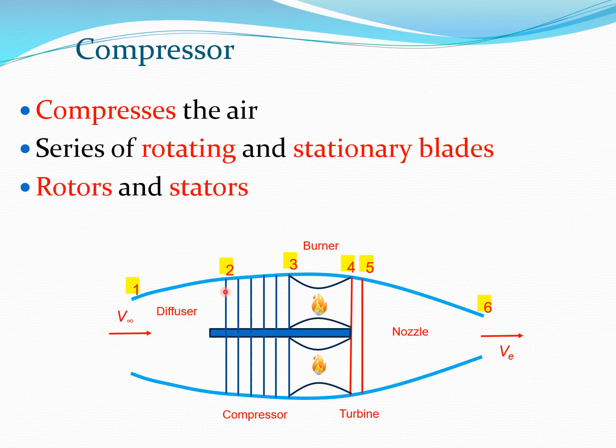Now the compressor is going to compress this air, and it consists of a series of rotating and stationary blades. Now the rotating blades are typically known as the rotors, and the stationary blades as the stators. Now the geometry and manufacturing of this particular system is very complex, and it involves a lot of intricate numerical machining.